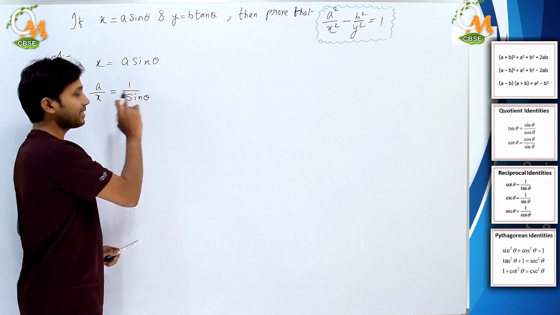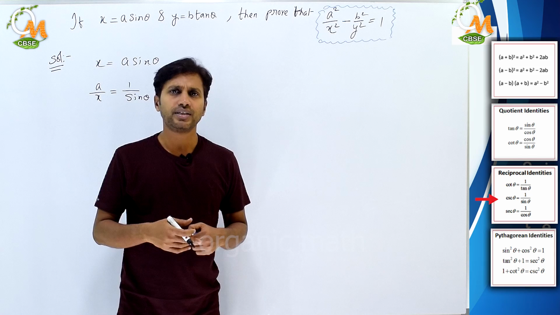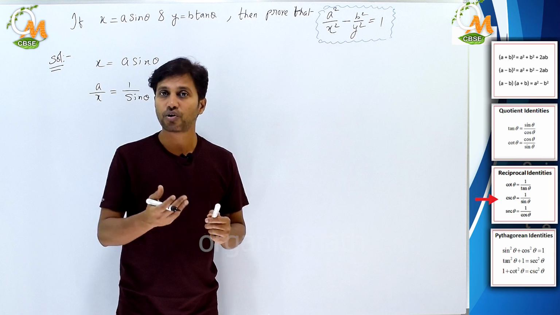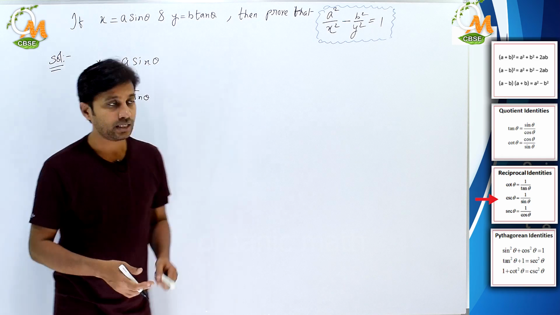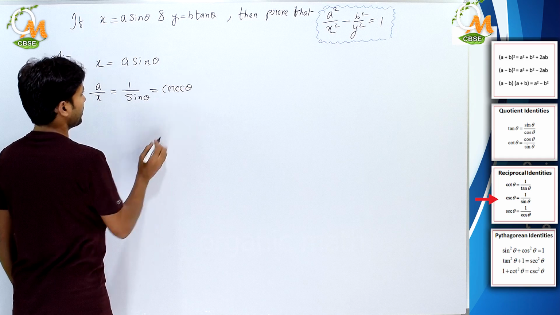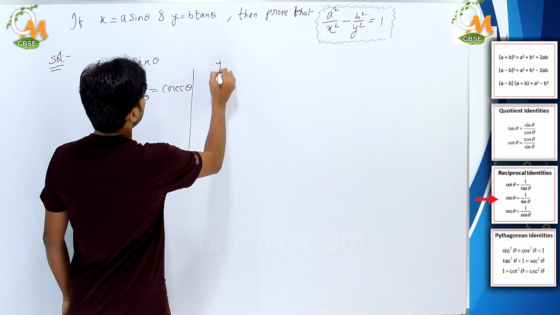And what about 1 by sin theta? Can we express 1 by sin theta as cosecant theta or not? Yes, because sin theta and cosecant theta are reciprocals of each other, that means inverse of each other. So here we can represent this as cosecant theta.